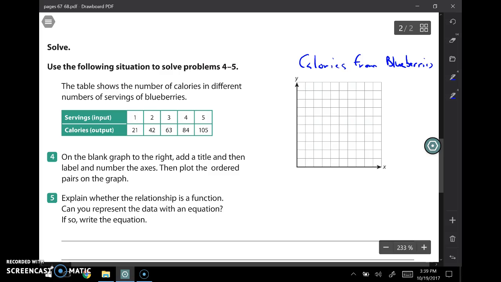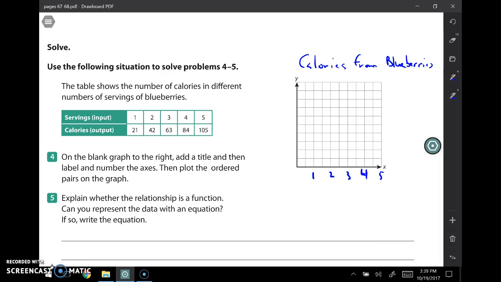I know that my servings are going up by 1, so for the spacing's sake, I'll just go 1, 2, 3, 4, 5. Even increments, skipping there. And then I need to label the calories. It starts off 21, 42, but 42 plus another 21 goes to 63, plus another 21 is 84, plus another 21, that's 105. So we're going by 21 increments.